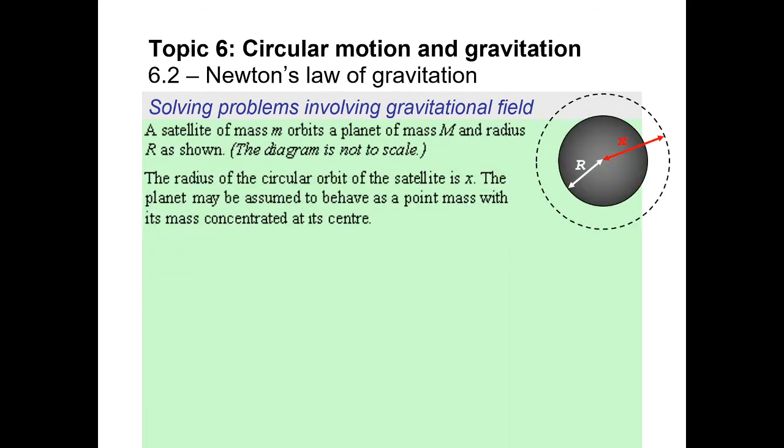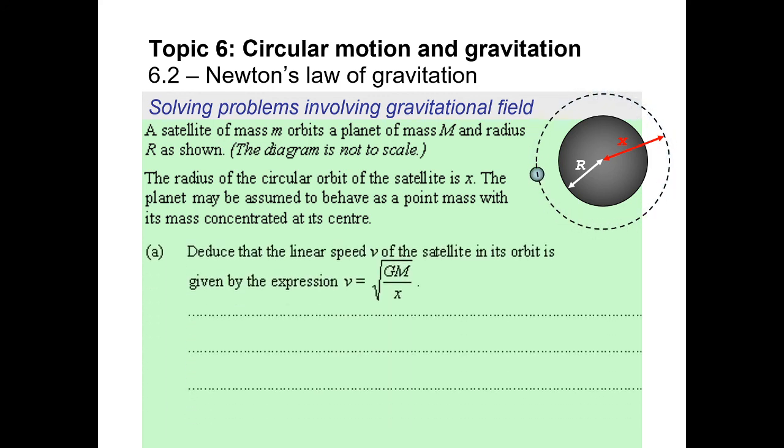A satellite of mass m orbits a planet of mass capital M and radius capital R, as shown. The diagram is not to scale. The radius of the circular orbit of the satellite is x. The planet may be assumed to behave as a point mass with its mass concentrated at the center.